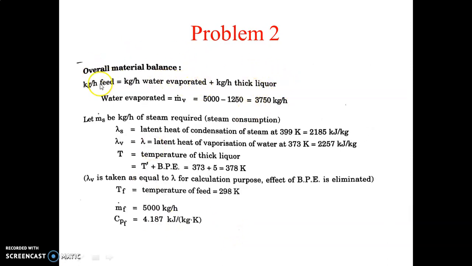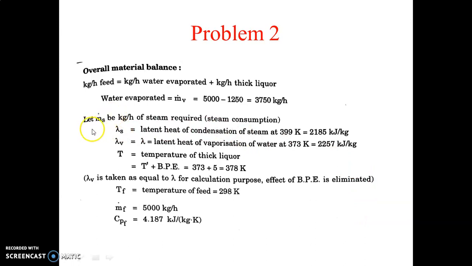Then from the solute balance we write the material balance for the whole evaporator, that is the overall balance. That means we consider both quantities, solute and solvent. So kg per hour of feed is equal to kg per hour of water evaporated plus kg per hour of thick liquor. Kg per hour of feed is 5000, and the quantity we have already calculated is 1250. If we subtract this, we get 3750 kg per hour. So this is the water evaporated, or m dot v.